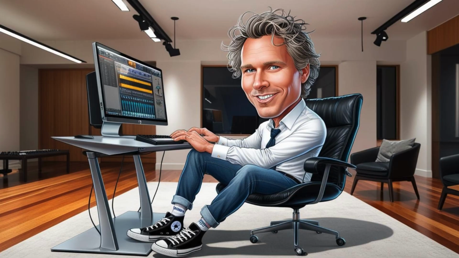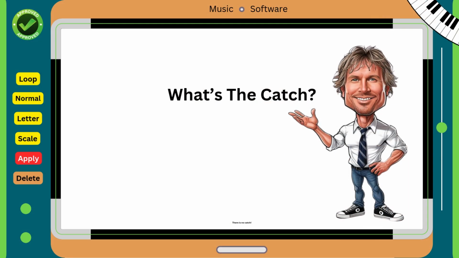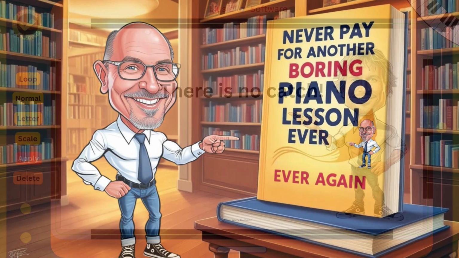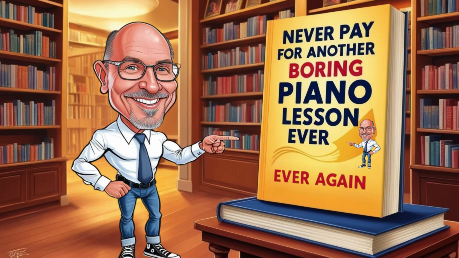And I know what you're thinking. What's the catch? Well, here's the thing. There is no catch. My former piano teacher, the man who taught me everything I know about piano and music software, has written a book. Actually, it's more like a user manual for anyone who wants to be a great piano player.